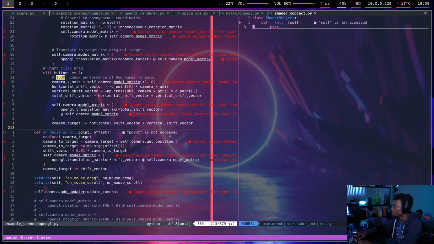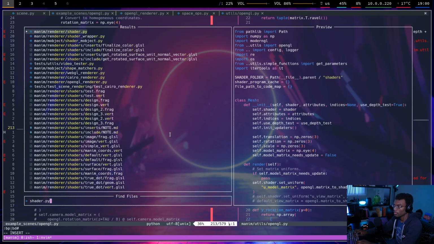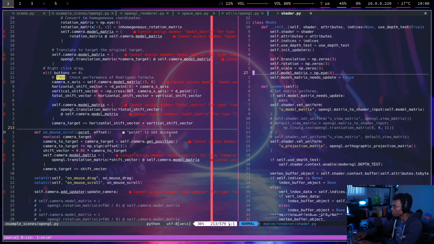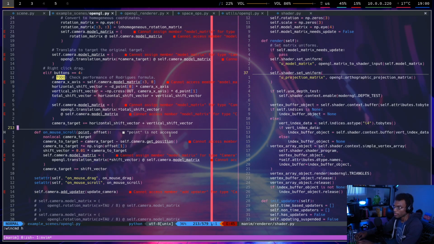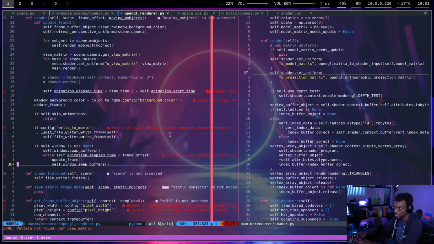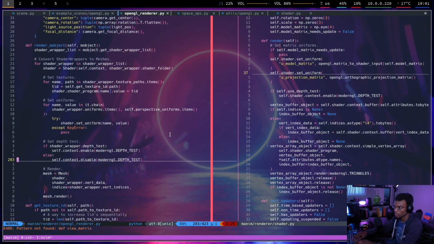Somewhere, this is not it. Somewhere I'm passing in the camera's projection matrix here. I'm no longer passing in the view matrix because I'm doing that from the render, I think. Nope, where is it? Where is the view matrix getting set? It has to be somewhere around here.